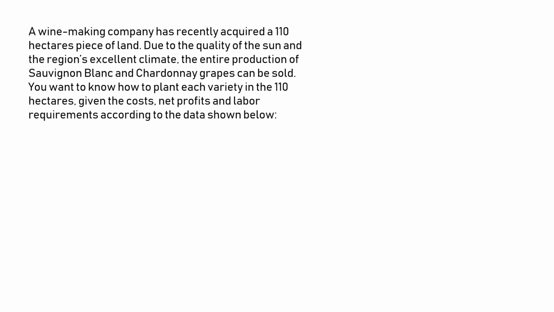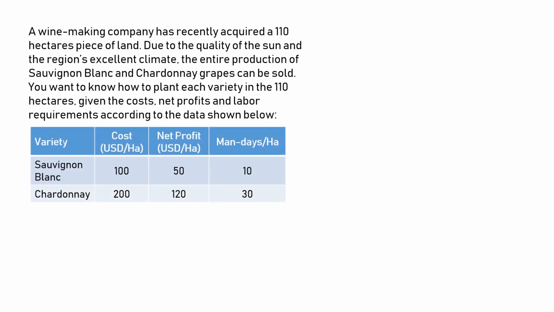A winemaking company has recently acquired a 110 hectares piece of land. Due to the quality of the sun and the region's excellent climate, the entire production of Sauvignon Blanc and Chardonnay grapes can be sold. You want to know how to plant each variety in the 110 hectares, given the costs, net profits, and labor requirements according to the data shown on the screen.